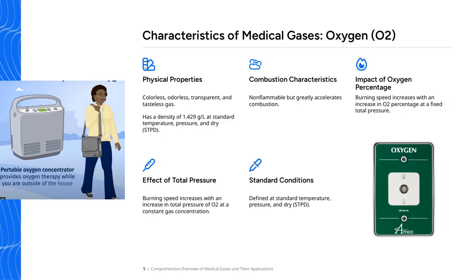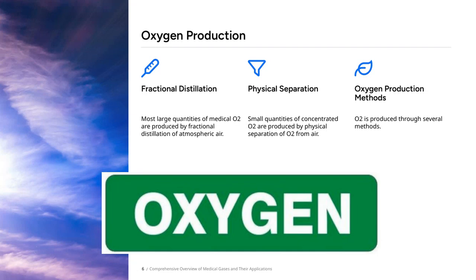Let's talk about how oxygen is produced, which is a key part of understanding medical gases. O2 can be produced through several methods, depending on the quantity needed. For small amounts of concentrated oxygen, we use a process called physical separation, where oxygen is separated directly from air. This method is efficient for smaller-scale needs.